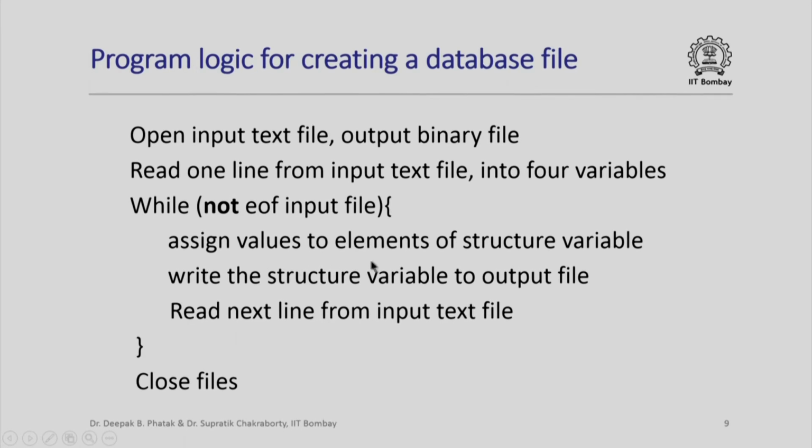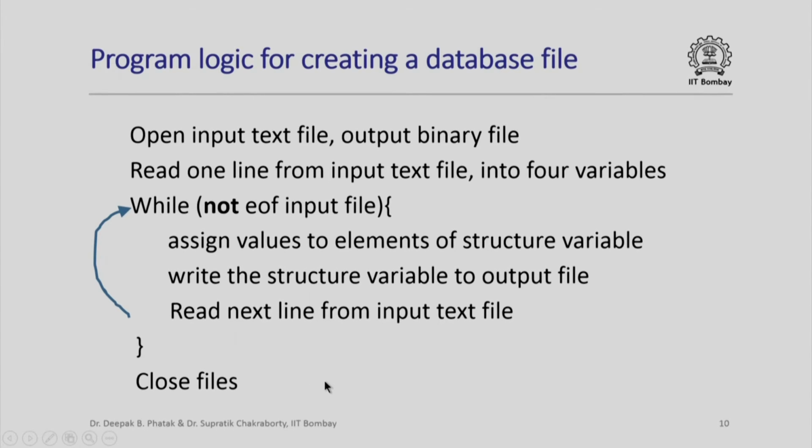All I do is assign values to elements of the structure variable and write the entire structure variable to the output file. Again, I read the next line in order to go back to the next iteration. So please note that in this iteration, I need to do only two things. From the line that I have read, assign values to elements of the structure variable and write the entire structure to the output file. To begin with, I read a line before entering the loop, and then before going to the next iteration, I read another line. At the end of this while loop, I have to close the files.